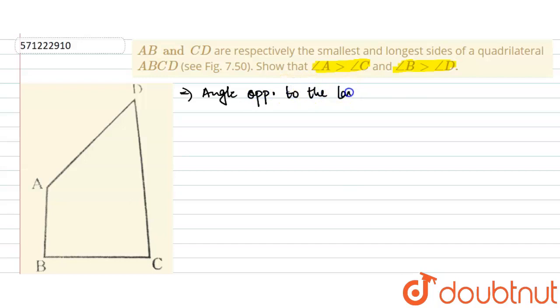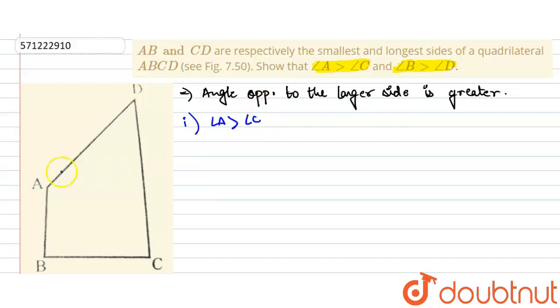the larger side is greater. That is, in a triangle, the angle that is opposite to the longest side will be the greatest in the triangle. So using that same property, we will prove these two. Now for doing that, we will first take the case of A is greater than C. So we will first prove angle A is greater than angle C.